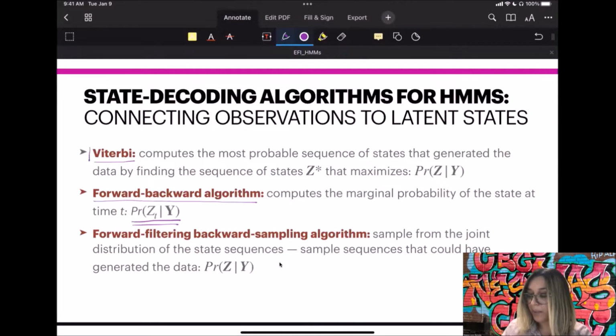Most often in packages such as moveHMM and momentuHMM, you have Viterbi and the forward-backward algorithm. And today when we use Stan, we'll be able to generate these sequences as well.